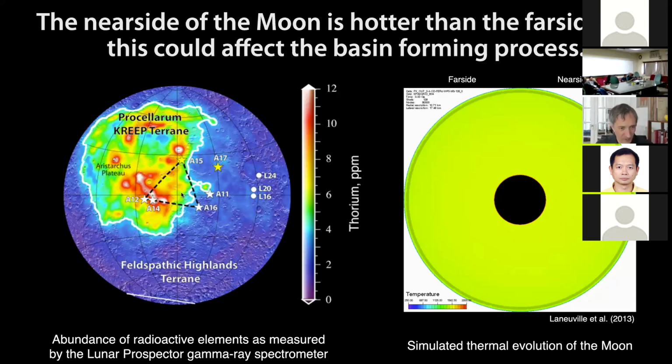I think the one thing that no one will debate is the observations, that KREEP is concentrated on the near side of the Moon. And if you run any type of thermal evolution model, you need to take into account this observation.